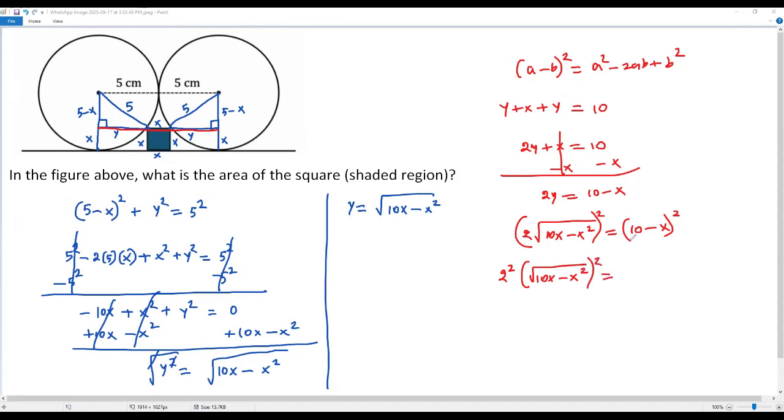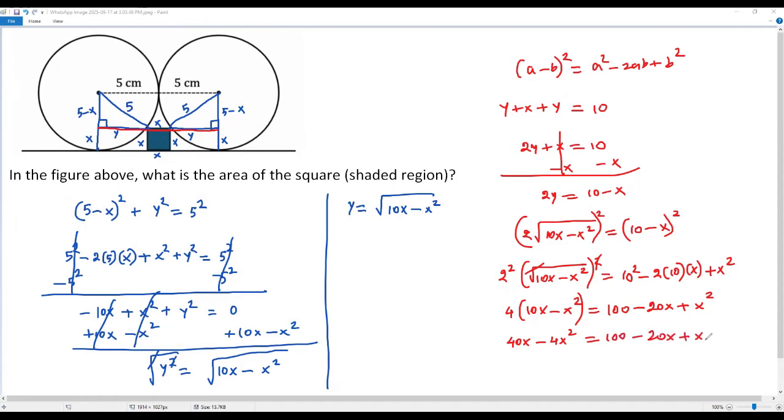And here we have the square of a binomial. We can get the expansion using the algebraic identity over here. Then I'm getting 10 square negative 2 times 10 times x positive x square. Here the value of 2 square is 4 and the square root and square will cancel out. I'm getting 10x negative x square equals 10 square is 100 negative 20x positive x square. We can distribute this 4 to this 10x and negative x square. Then I'm getting 40x and negative 4x square equals 100 negative 20x positive x square.